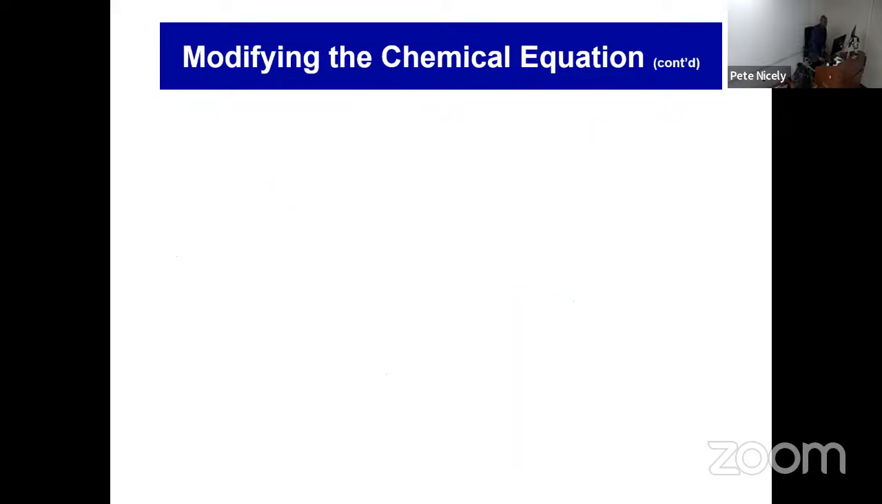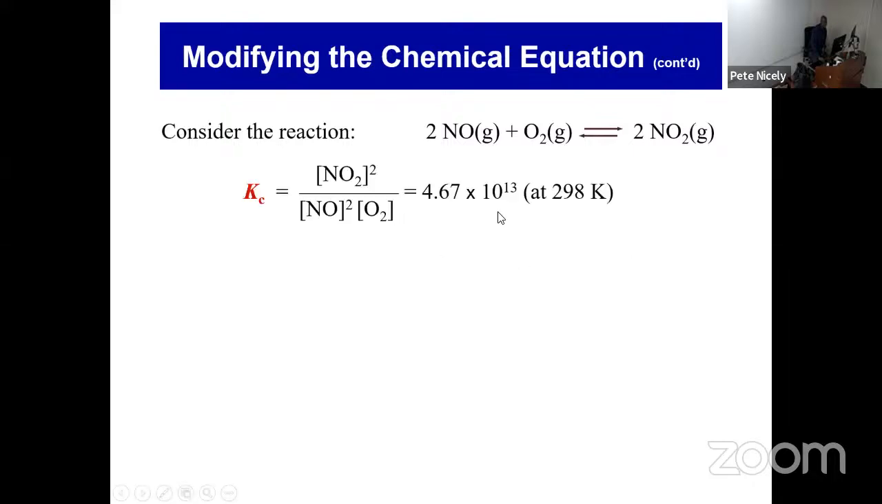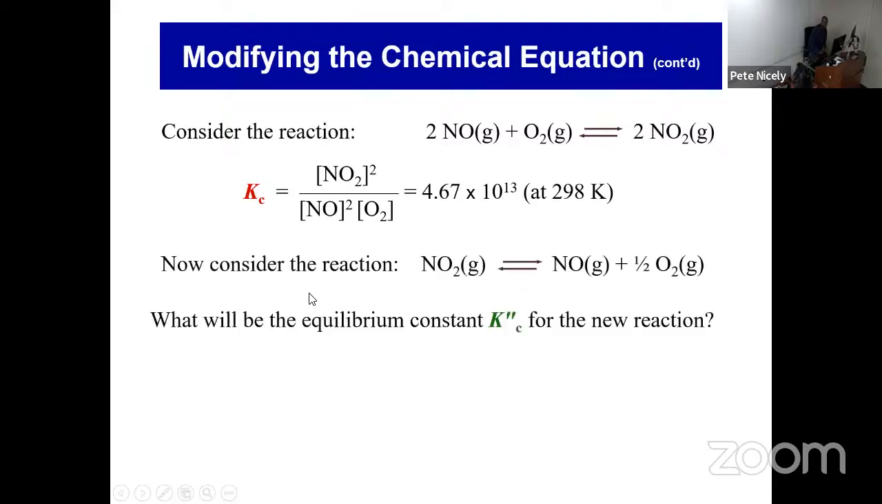Okay, so let's look at what happens if, again, we're starting from the original equation, for which the Kc is equal to that. And now we're going to look at this equation right here. My question to you is, again, comparing the two, what's the difference? Dividing the coefficients by 2. Right. You divide all the coefficients in the first equation to get the second equation, right? So now we're going to look at how does that affect the Kc value?